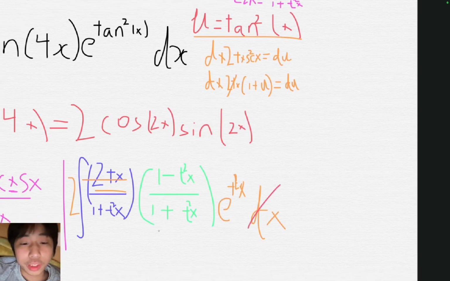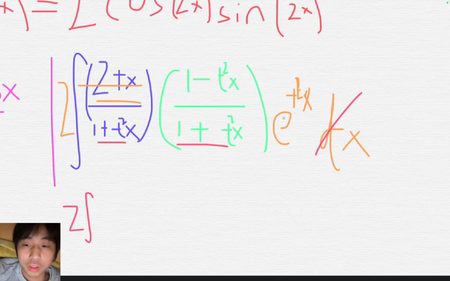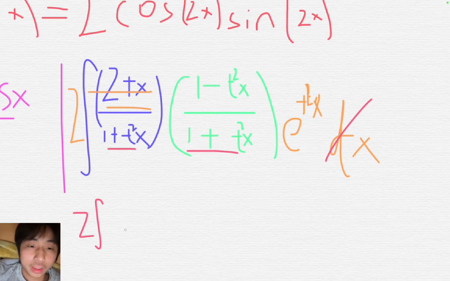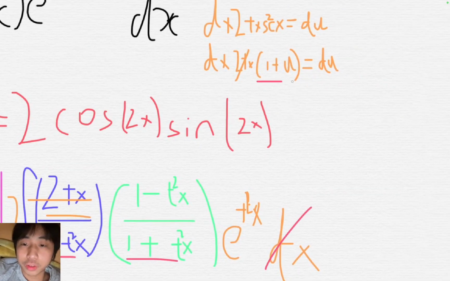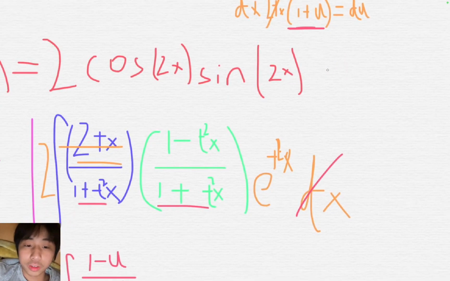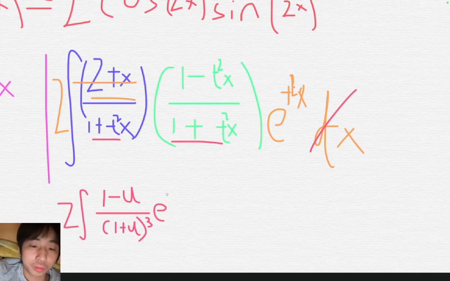After turning everything into a u, the only 1 plus u's are these two terms. This is 1 plus u and that's 1 plus u. So the new equation would be something like this. Oops, I need to make it u, and then 1 plus u cubed, because of this 1 plus u we have to divide on this side, so now there's 1 plus u cubed instead of squared, and then times e to the u.